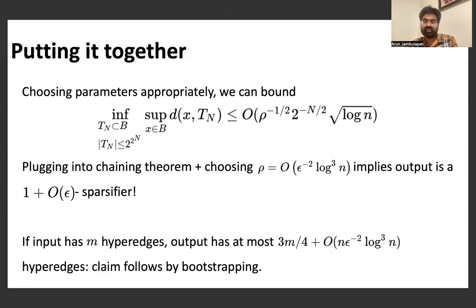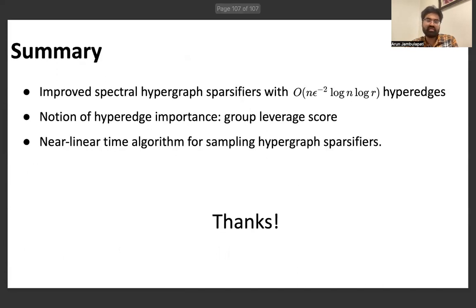So putting everything together, if the input has m hyperedges, we get an output which has 3m over 4 plus n log cubed over epsilon squared hyperedges. Then by bootstrapping this, choosing epsilon appropriately and repeatedly halving the sparsity, or reducing it by a constant factor, we're able to get our final sparsity guarantee of n log cubed over epsilon squared for a 1 plus order of epsilon sparsifier. So that's going to roughly conclude our talk.